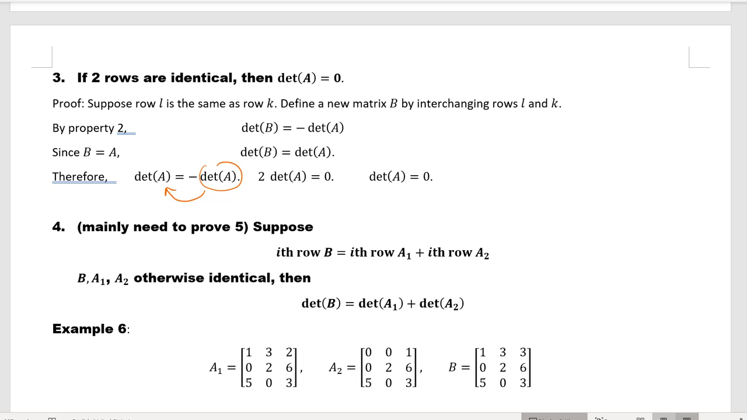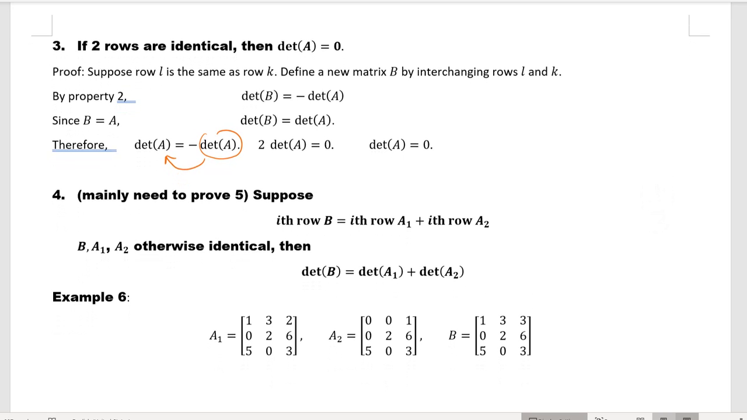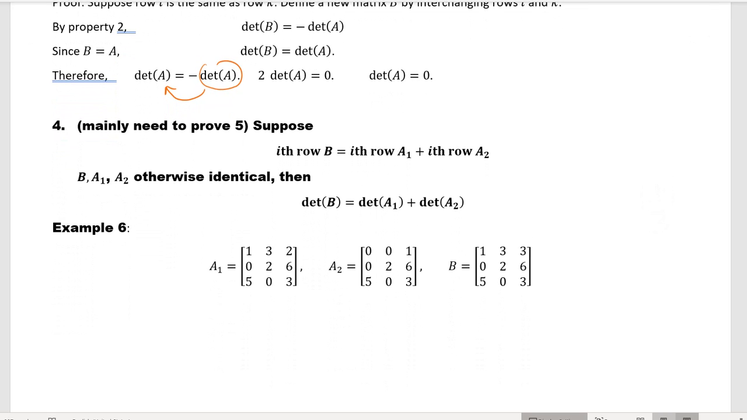Okay, the main focus of our course for these properties will be property 6 and 7. So we go over properties 1 to 5 quickly. Okay, 4.